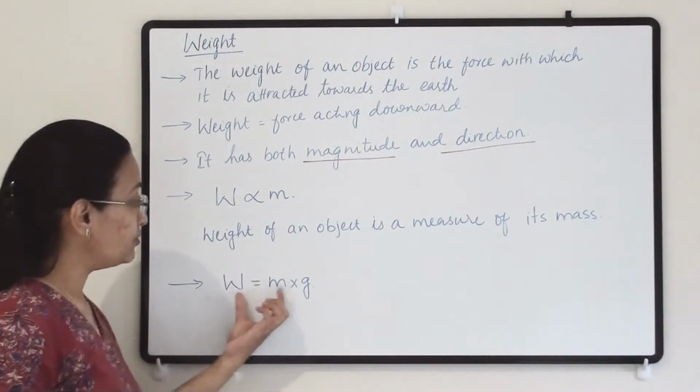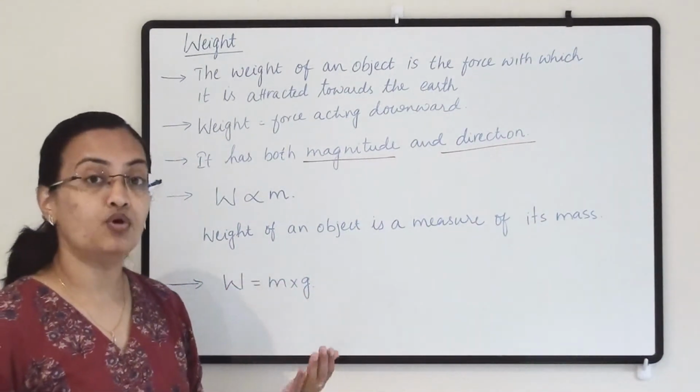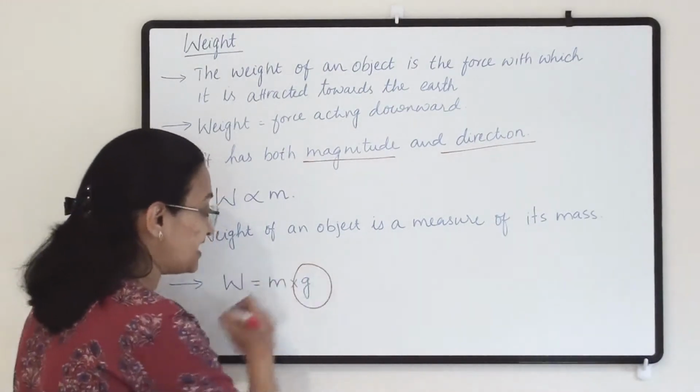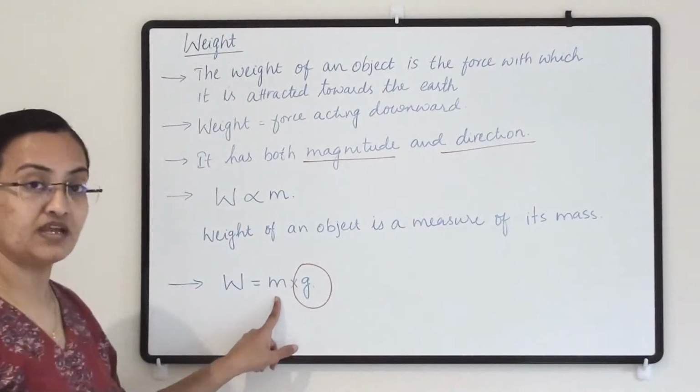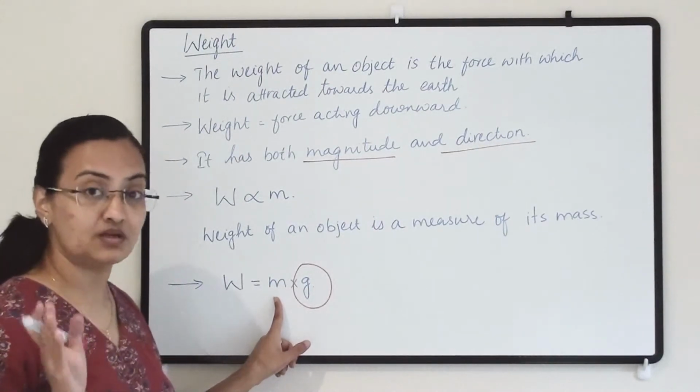We know that W equals mg. So weight depends upon g, because mass will remain constant. Mass will not change from place to place. It will remain constant.